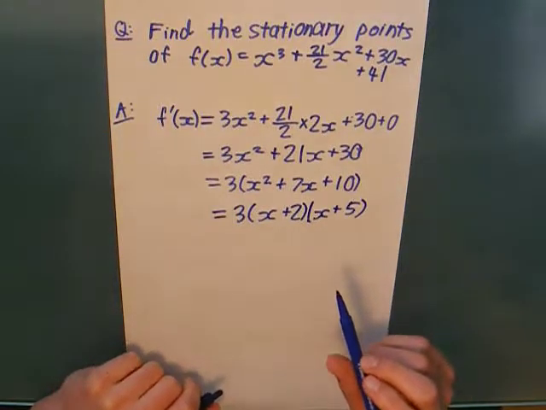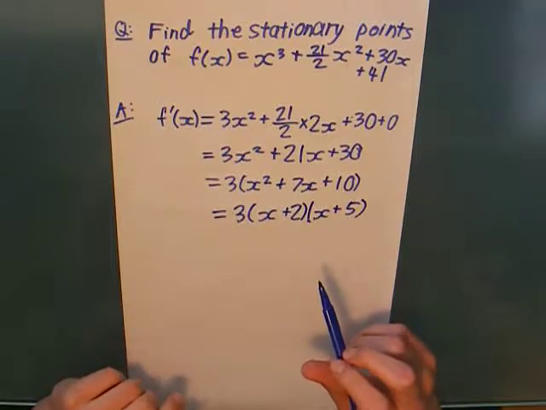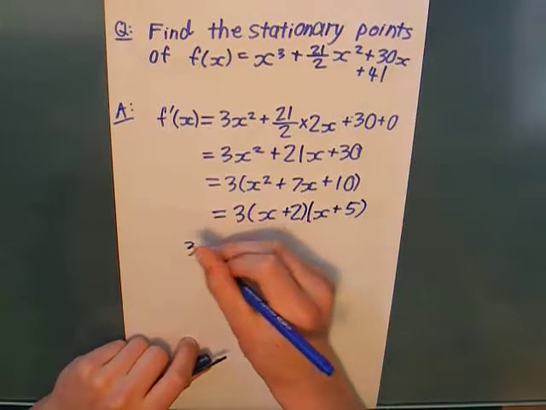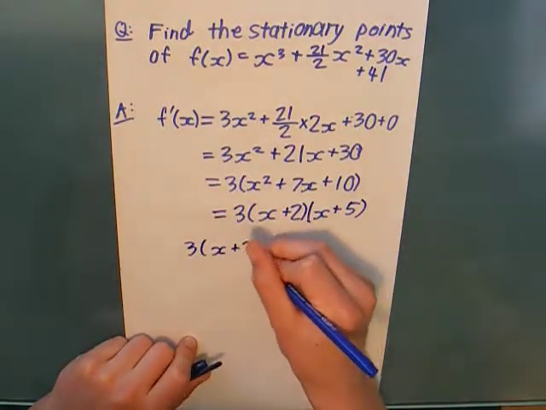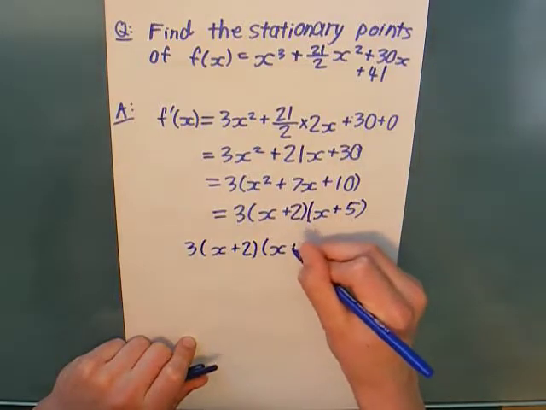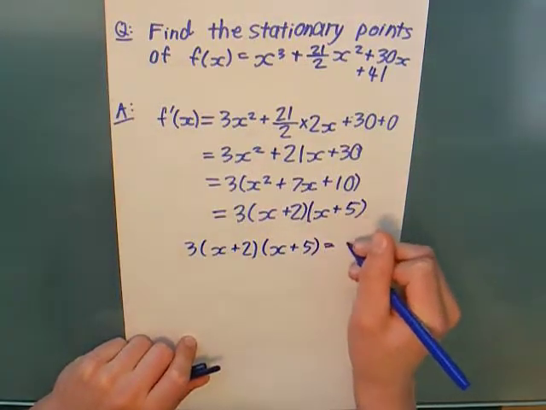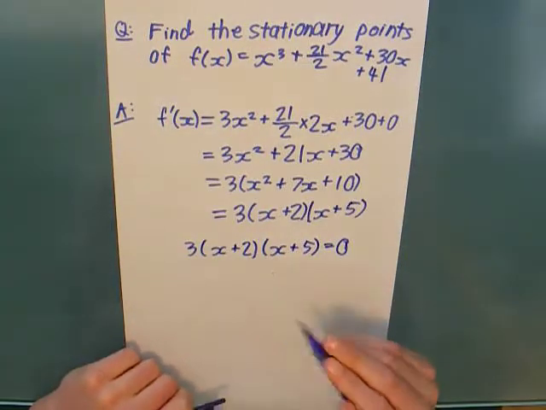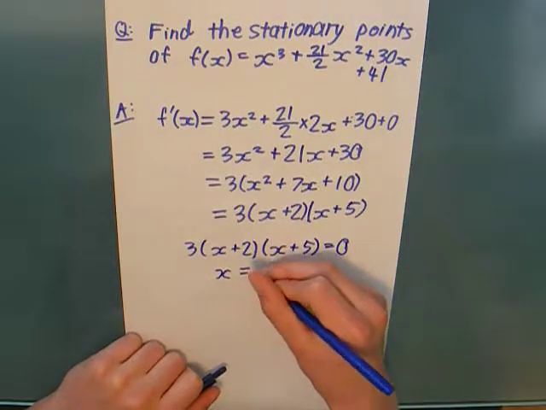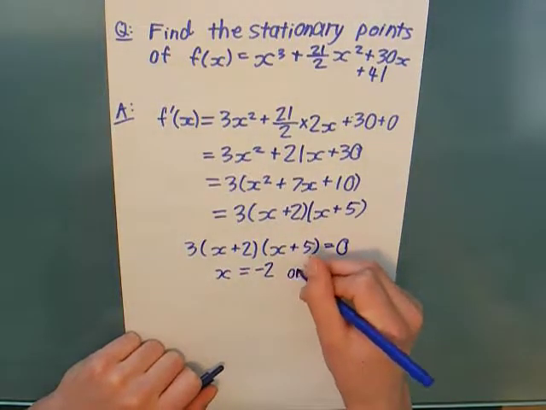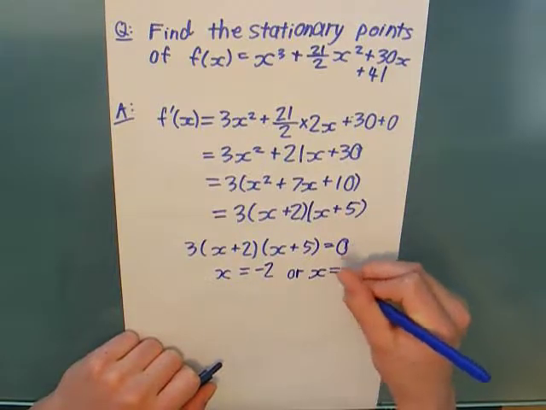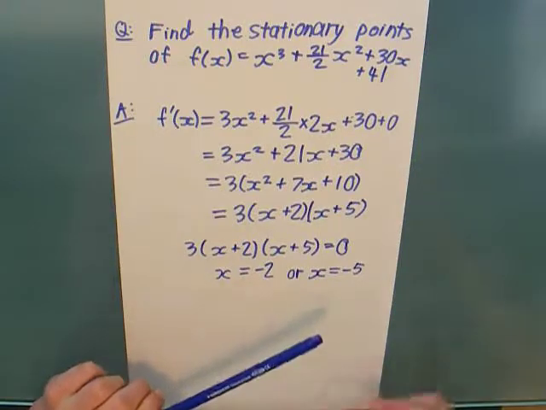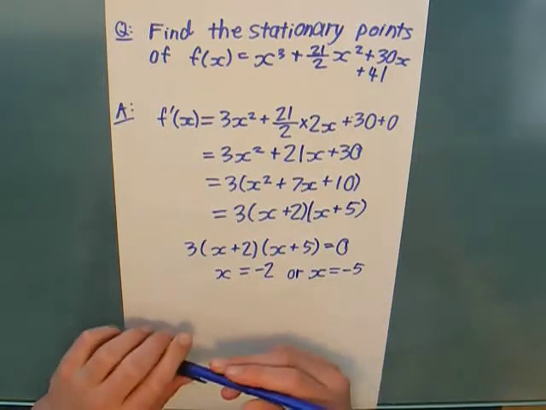Okay, so now I've got to set the derivative to 0, as I mentioned in my intro. So that means that I have 3 times x plus 2 x plus 5 equals 0. Okay, so I've got x is negative 2 or x is negative 5. So that is the x coordinate of the stationary points.